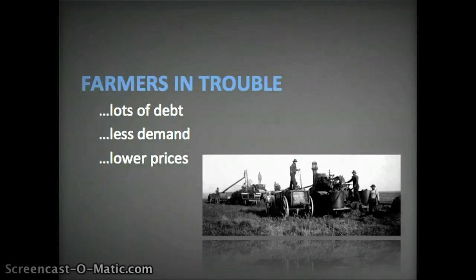To try to amend this, farmers try to produce even more. What that ends up doing is driving prices even lower. There's more and more available on the market, more than is needed, and as a result, prices decrease. Farmers struggle to pay off the debts that they incurred during World War I when they purchased more equipment and more land. And as a result, farmers really struggle through the 1920s and into the Great Depression.